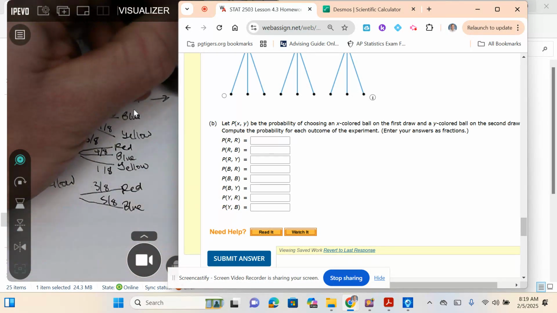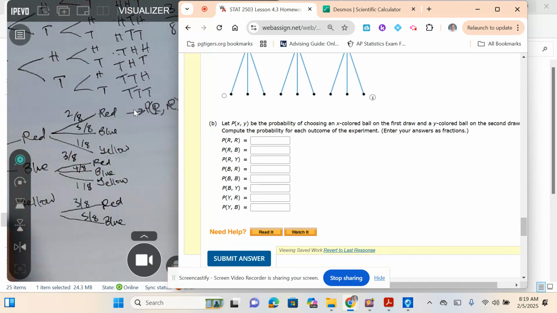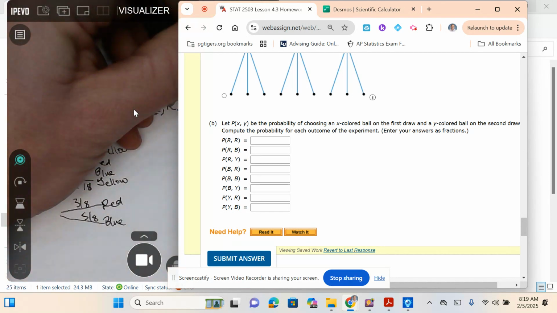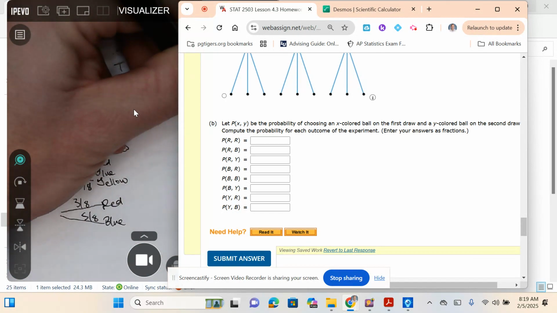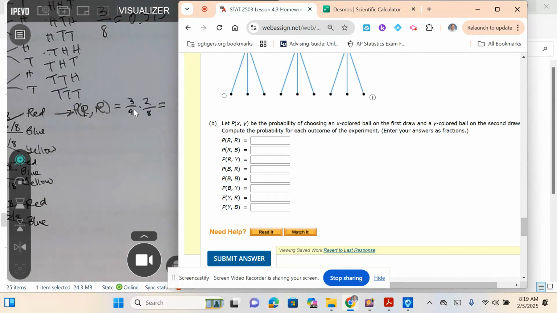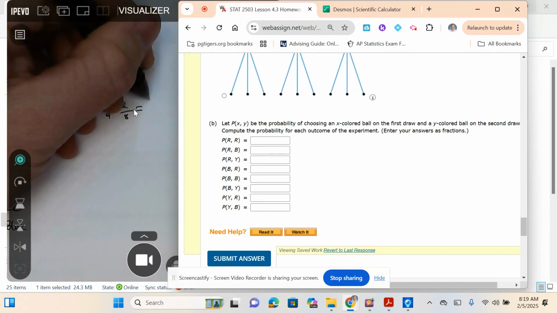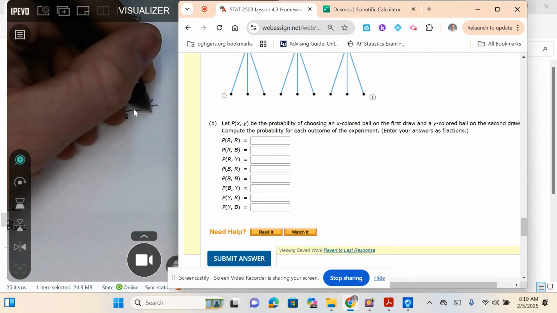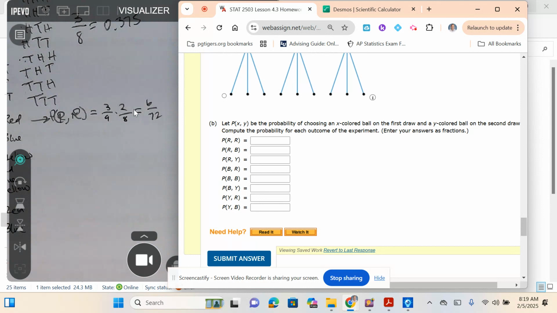So for RR, so P of RR, what I do is I multiply these outcomes of the branches. 3 out of 9 times 2 out of 8. 3 times 2 is 6. 9 times 8, 72. So it's 6 divided by 72. Now, can you leave it like that? You should be able to leave it as an unreduced fraction. If I get in trouble here, it'll be fine. I'll just go back and fix it.